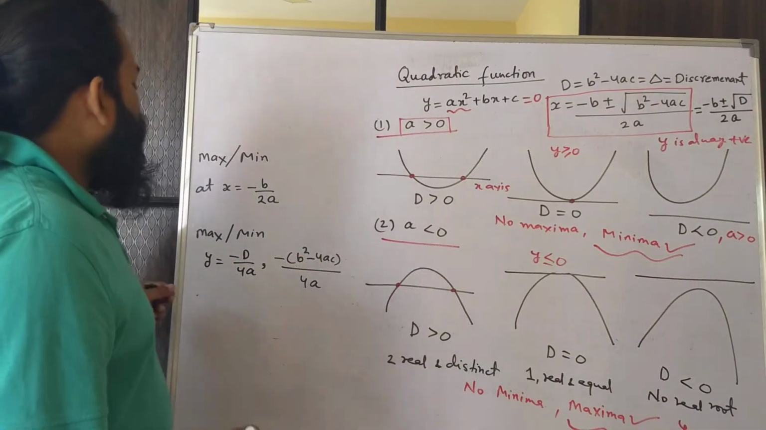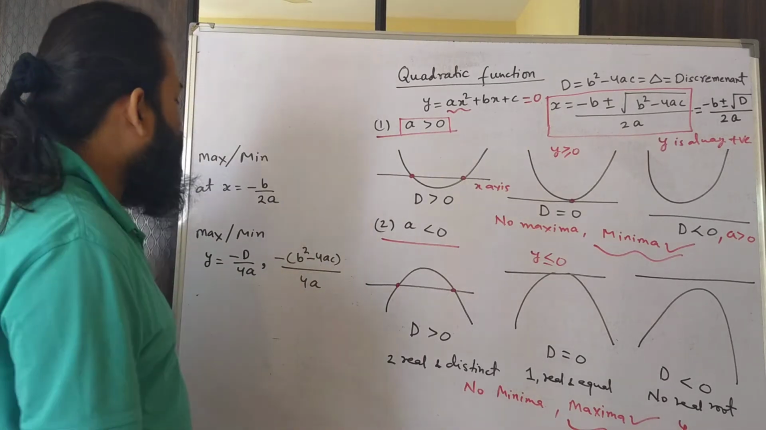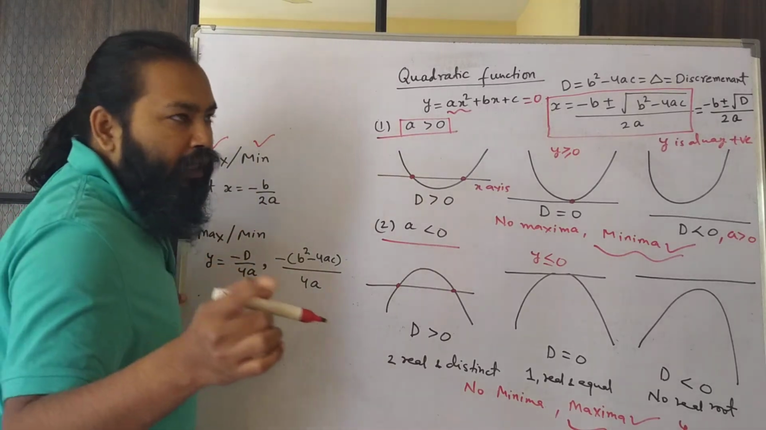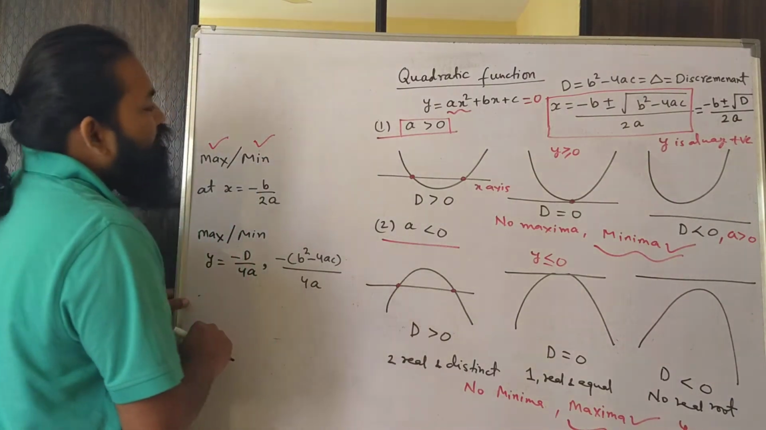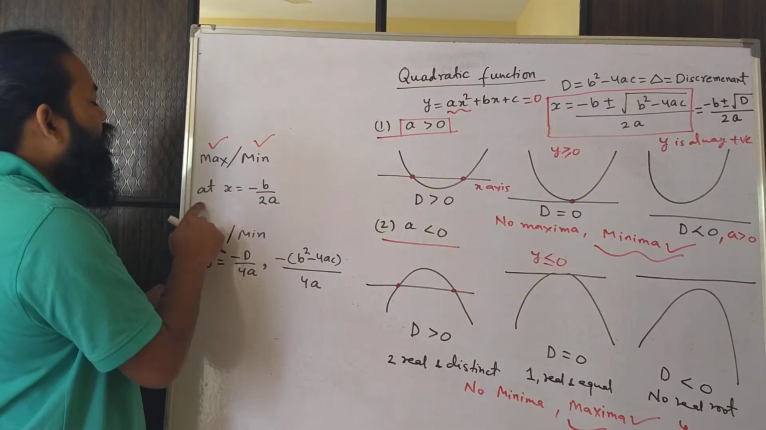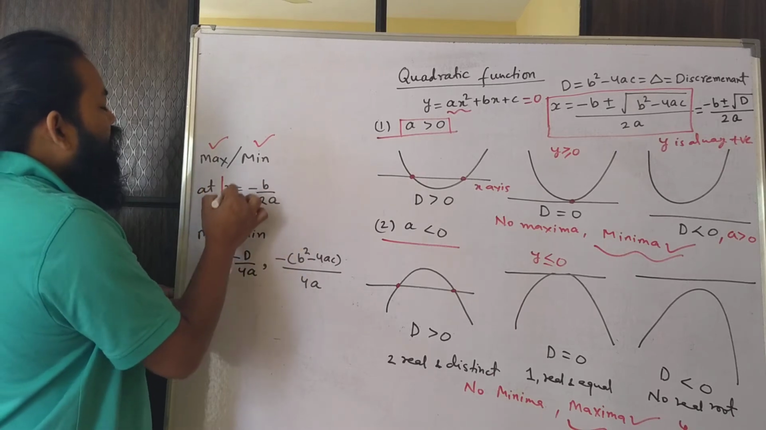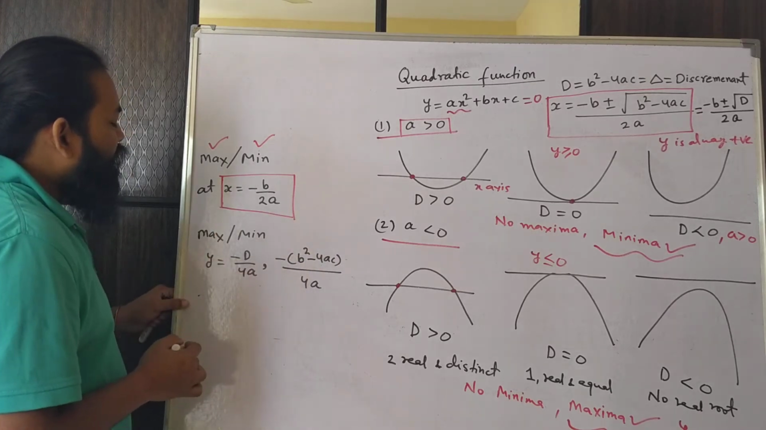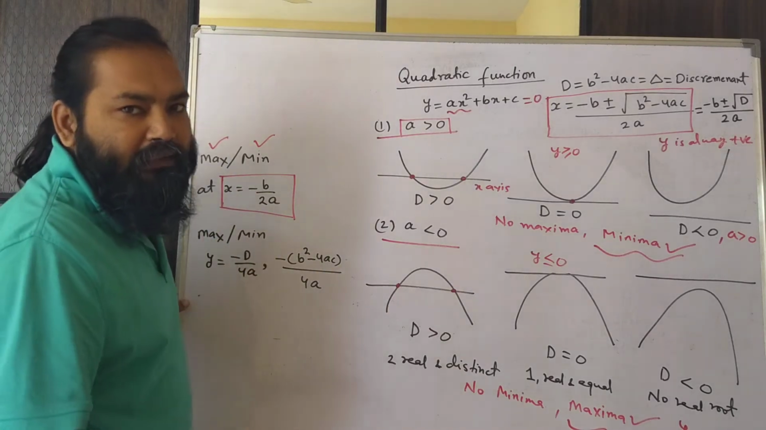Okay. Now coming to the formula. We'll have 3 different approaches, but let's learn the formula first. So whether it is a maxima question or a minima question, you know when it will come, right? Maxima question will come in this case and minima question will come in this case. Whether it's a maxima or minima question, it will occur at x equal to minus b by 2a, okay? And at this value of x, y will be either maximum or minimum.